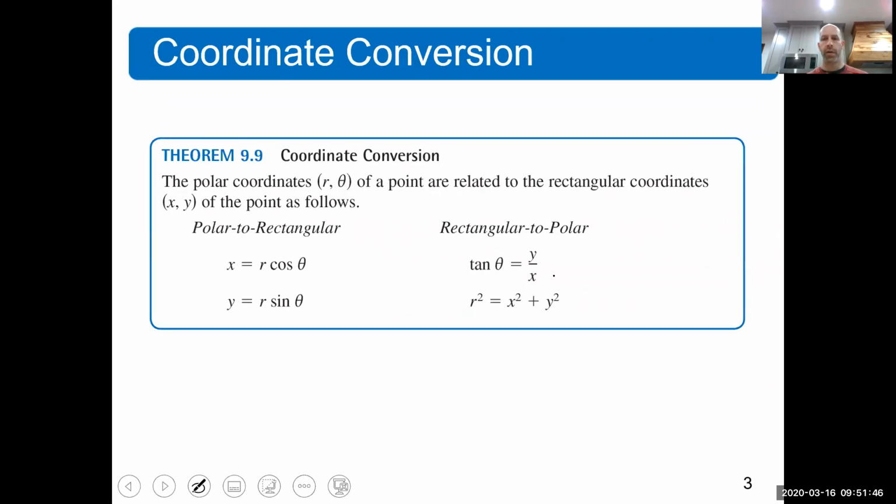Here are conversions, which again, this is review. If you need to convert from polar to rectangular, x is equal to r cosine theta, y is equal to r sine theta. If you need to go the other way around, to get your theta, you're going to use tangent theta equals y over x, and the radius squared is equal to x squared plus y squared.